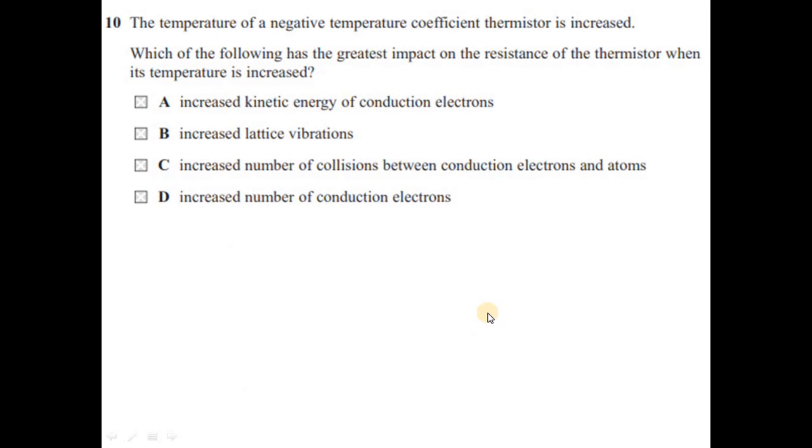Question number 10. The temperature of a negative temperature coefficient thermistor is increased. So the temperature of NTC is increased. Which of the following has the greatest impact on the resistance of the thermistor when its temperature is increased? Its kinetic energy of conduction electron, increase in the lattice vibration, increased number of collision between conduction electrons and the atom, increased number of conduction electron. Yes, if temperature is increased, then resistance is decreased because the number of conduction electrons are increased. That's why we say that the resistance has decreased. So the option is D.